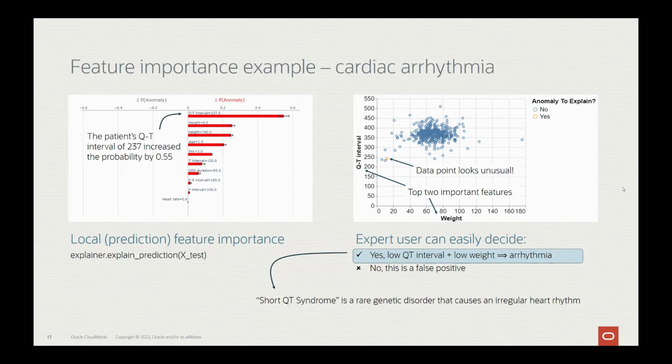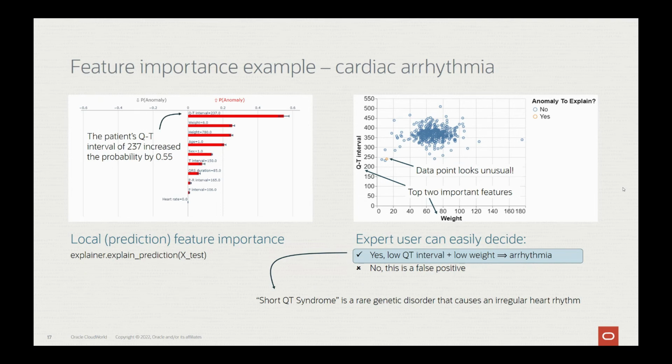Nevertheless, if you give this information to a medical expert, they can then decide whether or not this point actually is an anomaly. And you can see an example of this on the right here, where we're showing the scatter plot with the top two most important features, the QT interval and the weight. And even from this graph alone, you can see that yes, this particular data point does look weird with respect to the rest of the data.